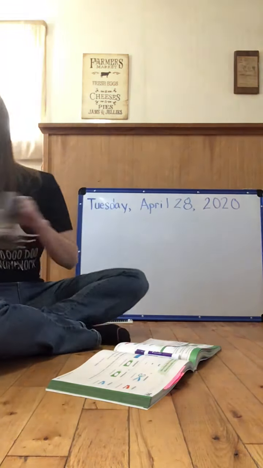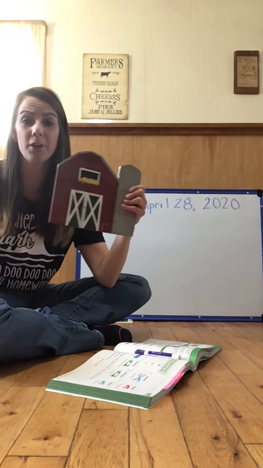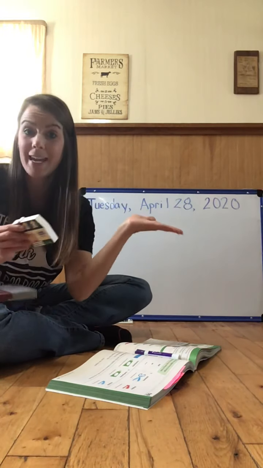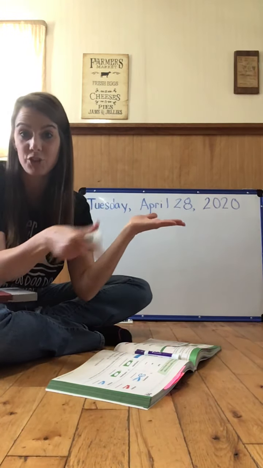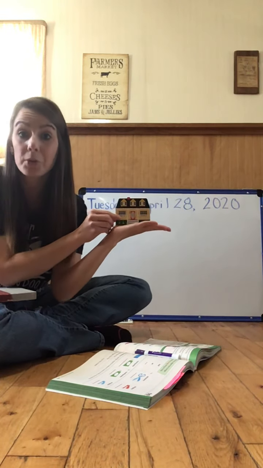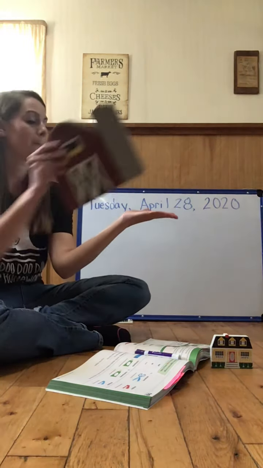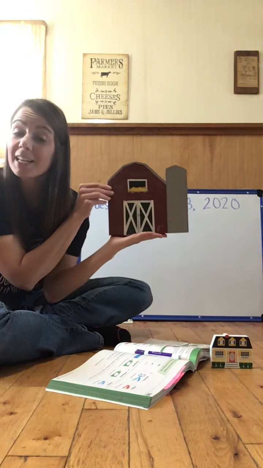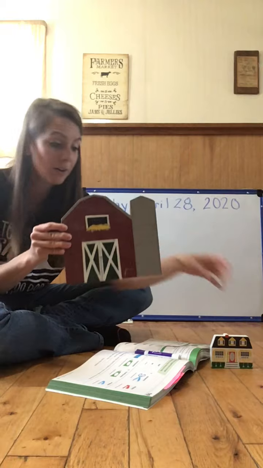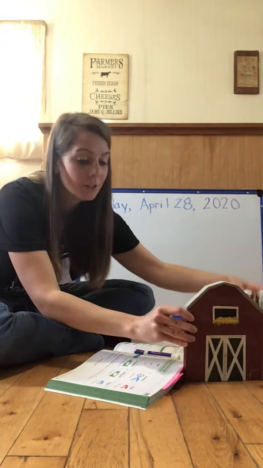Now let's try one more, okay? What about this barn and this house? Which is longer? Let's see. I'm going to use my hand. The size of my hand has not changed. So here's my hand. This house is shorter than my hand. Now let's see about the barn. This barn is longer than my hand. So I know that the barn is longer than the house.